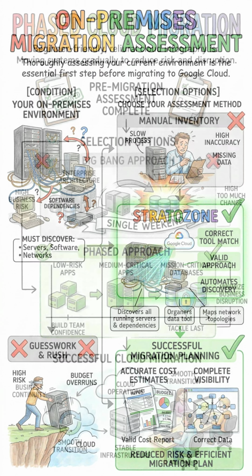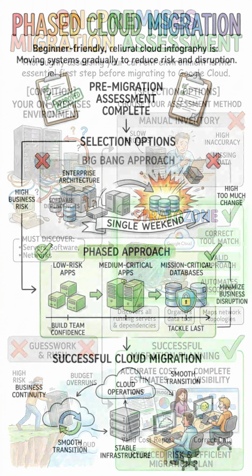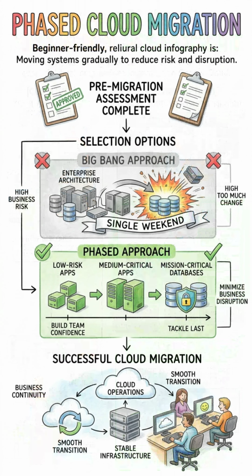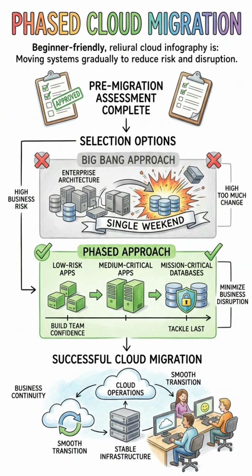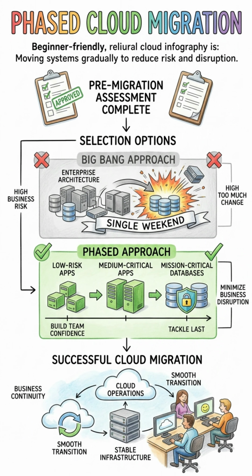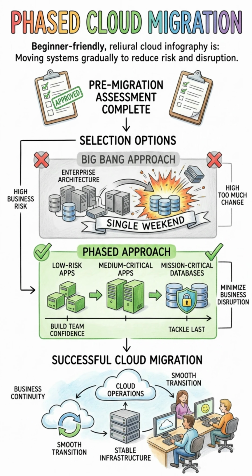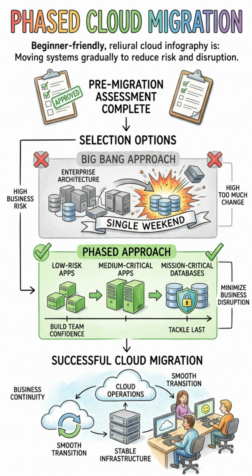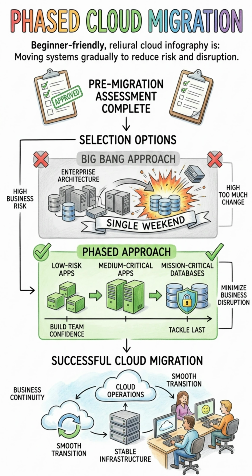Once the assessment is complete, you must carefully plan the migration phases to minimize business disruption. It is generally a terrible idea to move an entire enterprise architecture over a single weekend, which is a risky strategy often called a Big Bang migration. Instead, the certification exam expects you to recommend a phased approach, migrating low-risk applications first to build team confidence before tackling mission-critical databases.